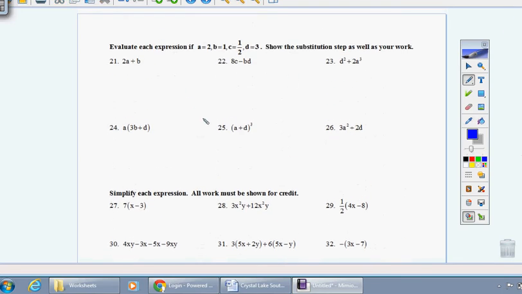Alright, now we're evaluating expressions. So these are still order of operations problems, but we're going to be plugging values in. It says evaluate each expression if a equals 2, b equals 1, c equals 1/2, d equals 3. So if I have 2 times a plus b, I'm going to plug in 2 for a and 1 for b. So I'm going to have 2 times 2 plus 1. So 2 times 2 would give me 4. And then 4 plus 1 would give me an answer of 5.